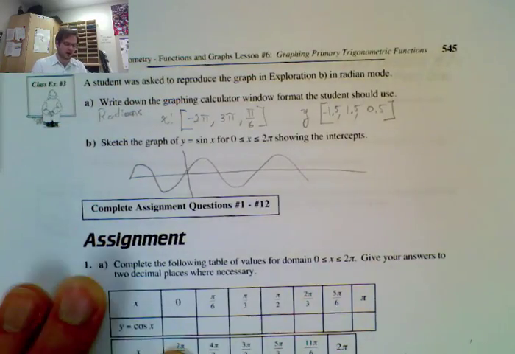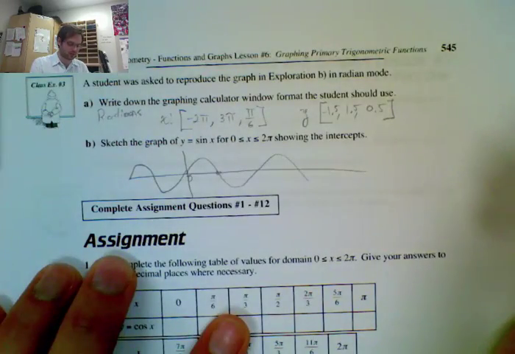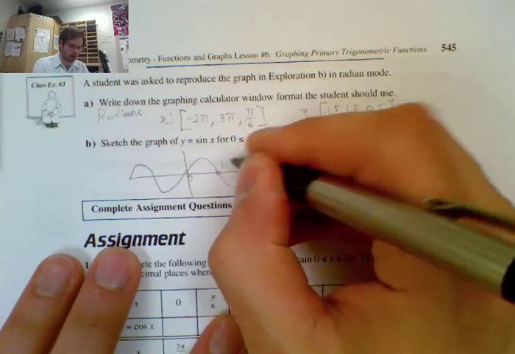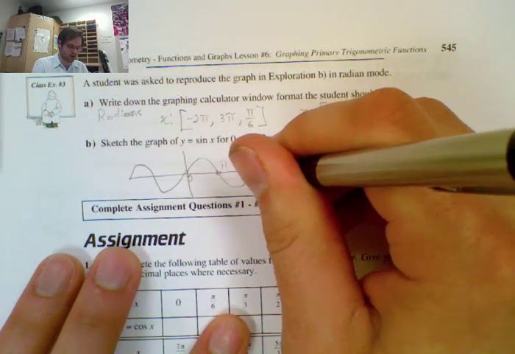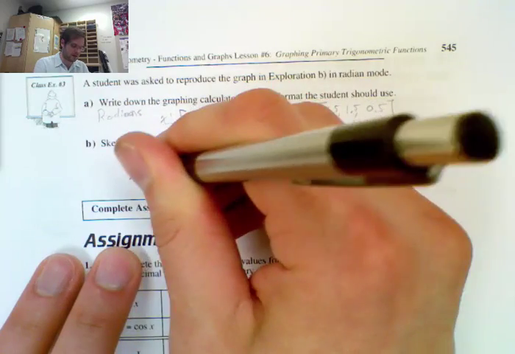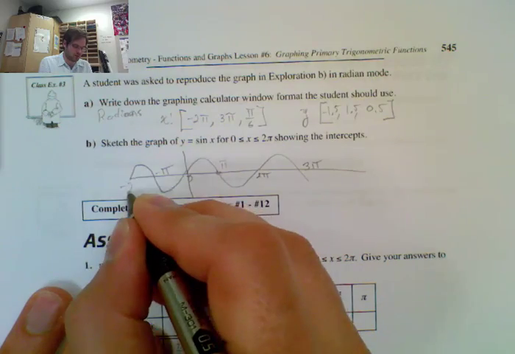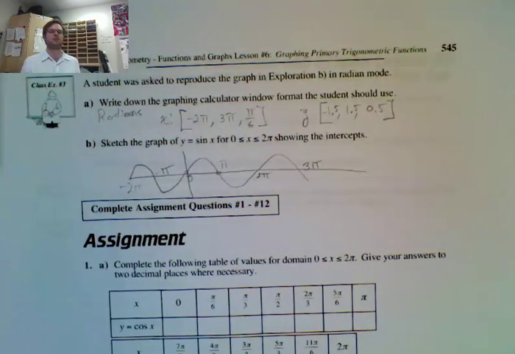Okay, and we have 0, and my next x-intercept is going to be at 180, so that's going to be pi. This is going to be at 2 pi. This is going to be 3 pi. And here we're going to get negative pi. Okay, and the last one is going to be negative 2 pi, which is going to be my last intersection.